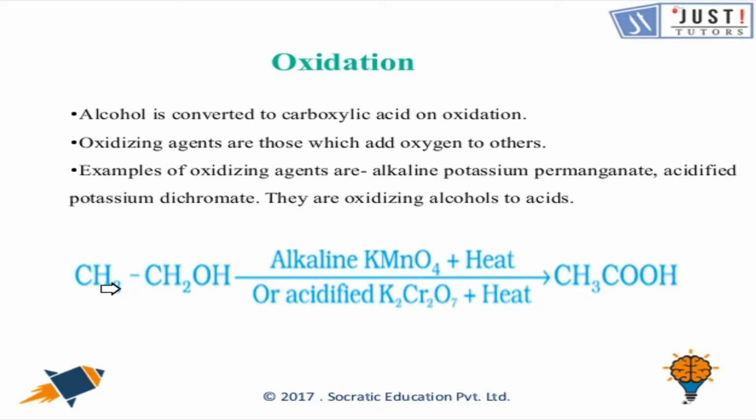So here we have ethanol and we have alkaline KMnO4. After oxidation, we get CH3COOH, which is a carboxylic acid. These are examples of oxidizing agents: alkaline KMnO4 and acidified K2Cr2O7, which is potassium dichromate.